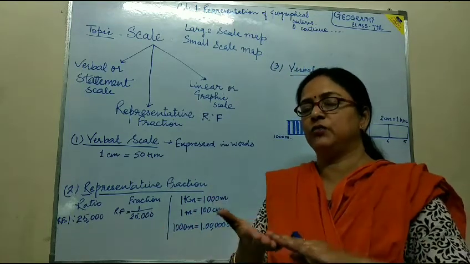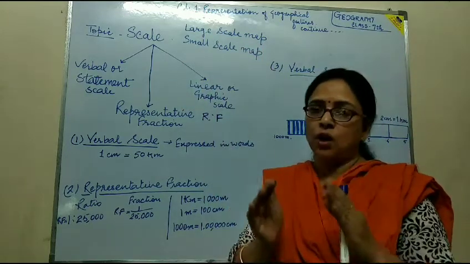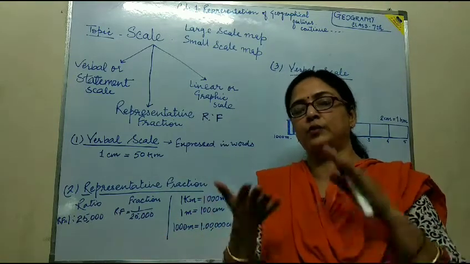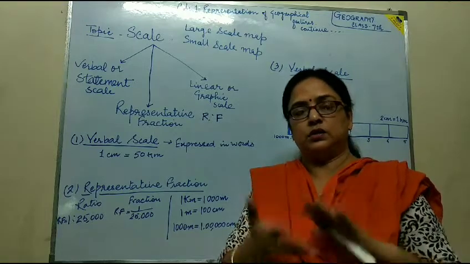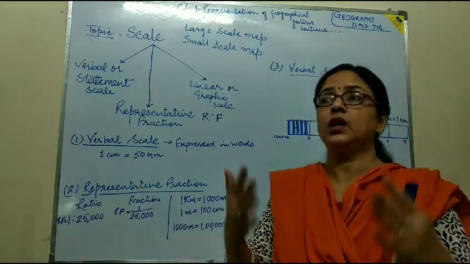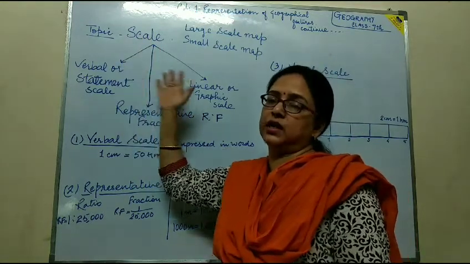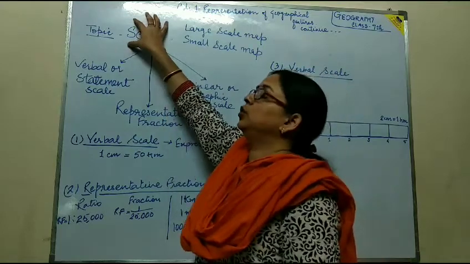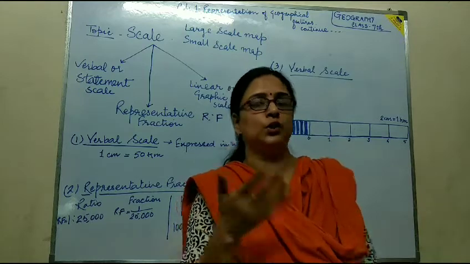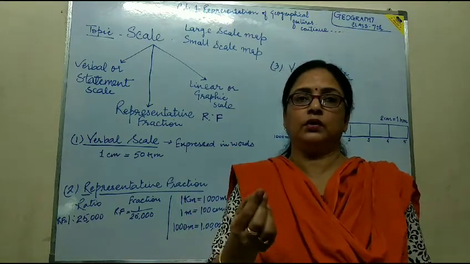So what is the major difference between them? The large scale map shows a smaller area in large detail, whereas the small scale map shows only the important features of a large area. Now, to draw a map, different types of scales are used. So first let us learn what scale is. Here the scale doesn't mean what you use to draw a line, which is an instrument to draw.